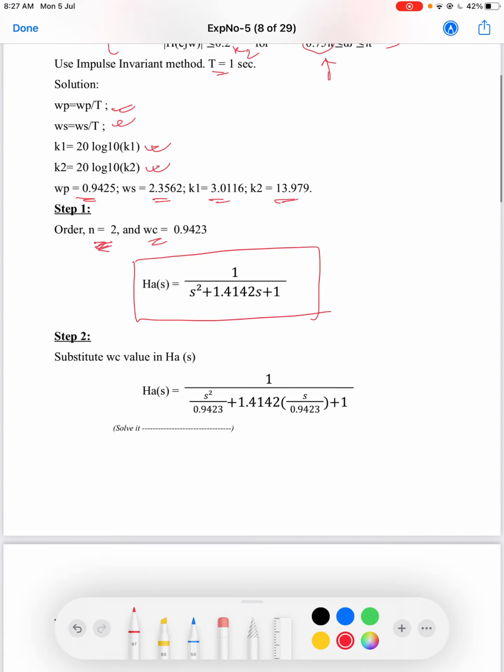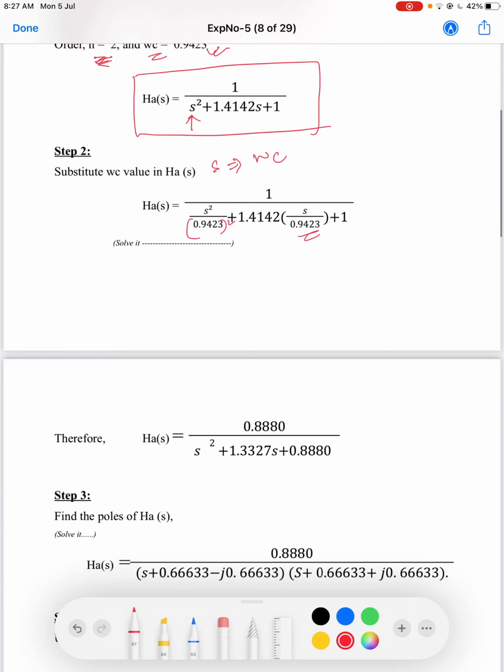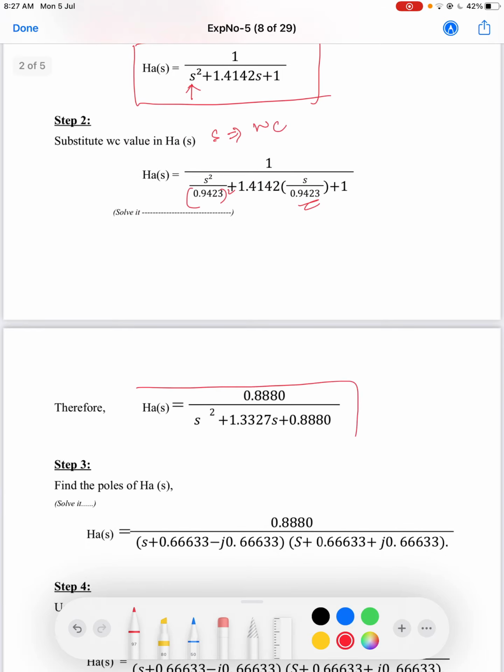In step number 2, instead of s, I'll substitute s divided by omega c. Wherever s is there, I'm dividing it by the omega c value. By mistake here, it should be squared, because s square is there, so this value also should be squared. Wherever s is there, I'm dividing it by the cutoff frequency. Kindly solve it, so your final equation should be something like this.